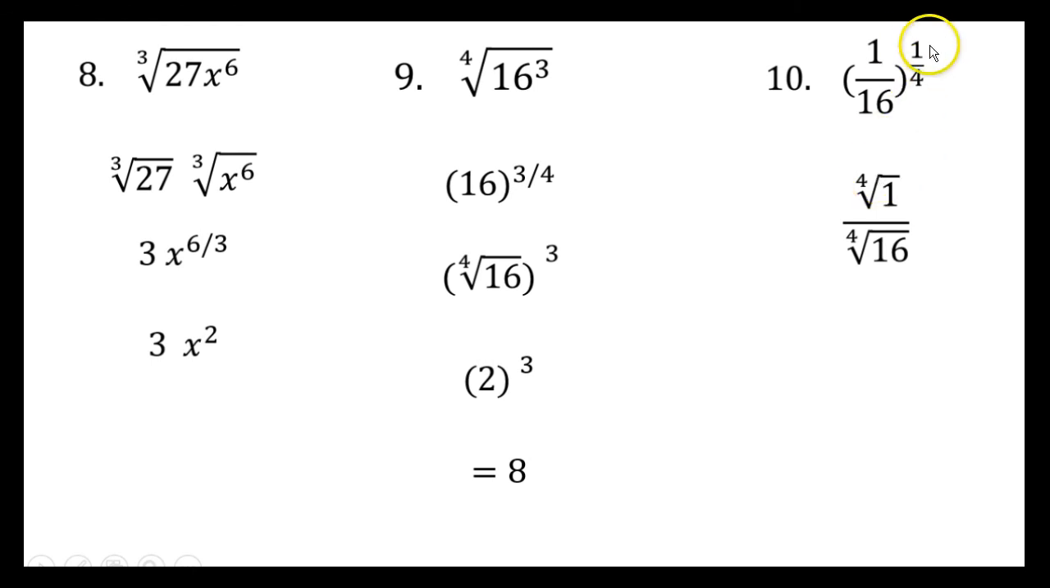So we can write any root as a rational or fraction exponent. And we can go into the opposite direction too. So the fourth root of 1 is just 1. And the fourth root of 16, we just did that one, is 2. So we get 1/2, and that's your answer.